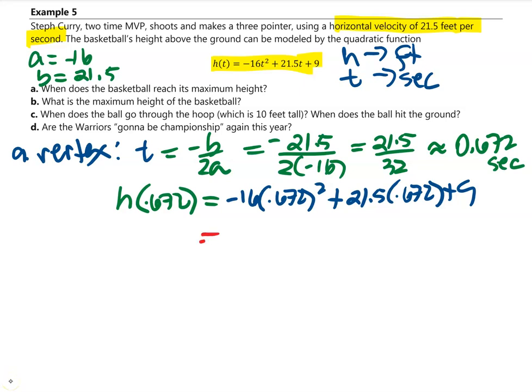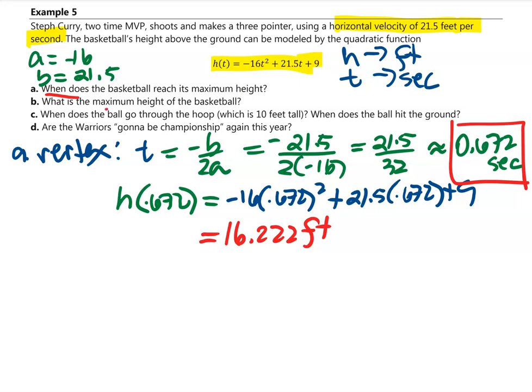And this is actually equal to 16.222 feet. So with this vertex, the t part is 0.672 second. That is, when does the basketball reach its maximum height? So that's the answer for letter A, 0.672 second.